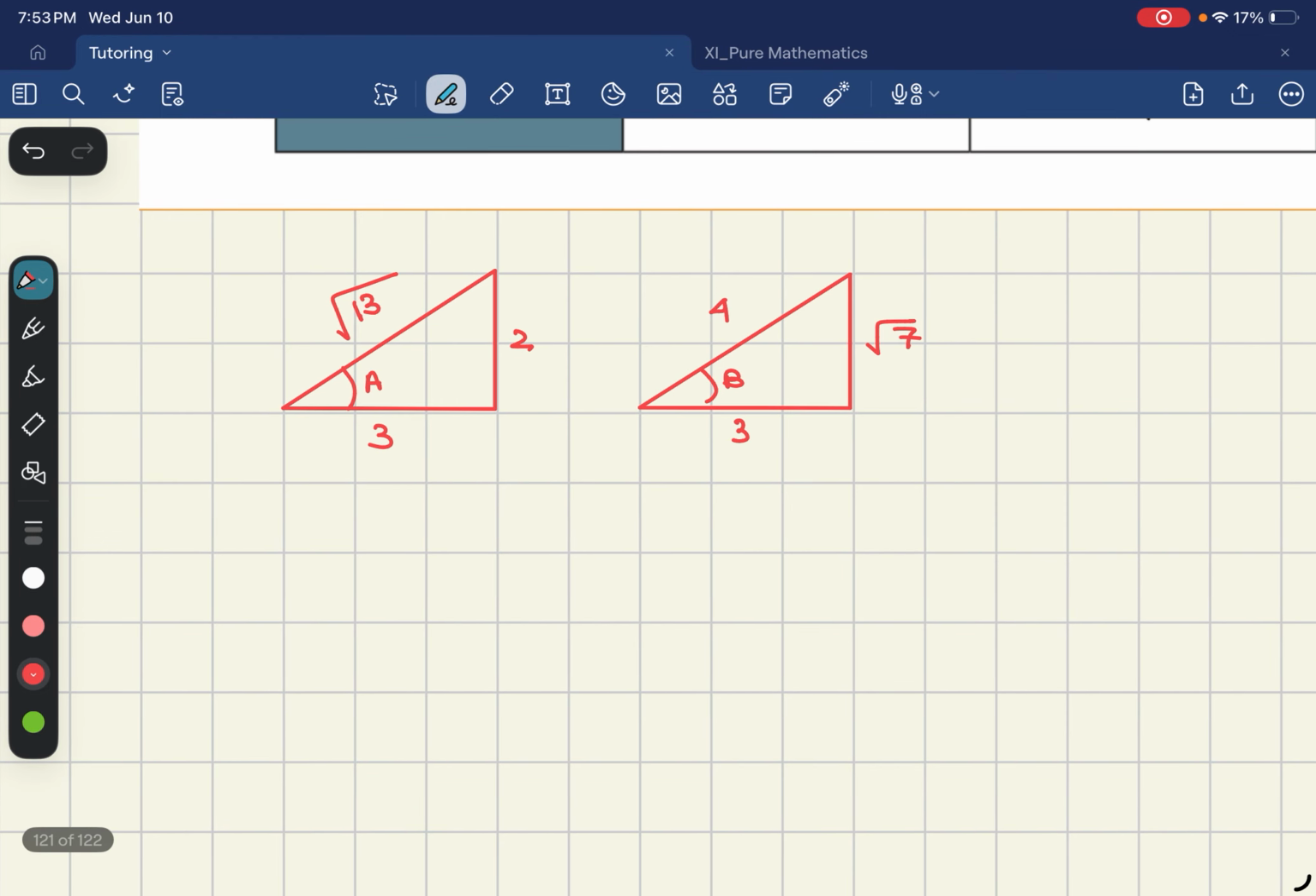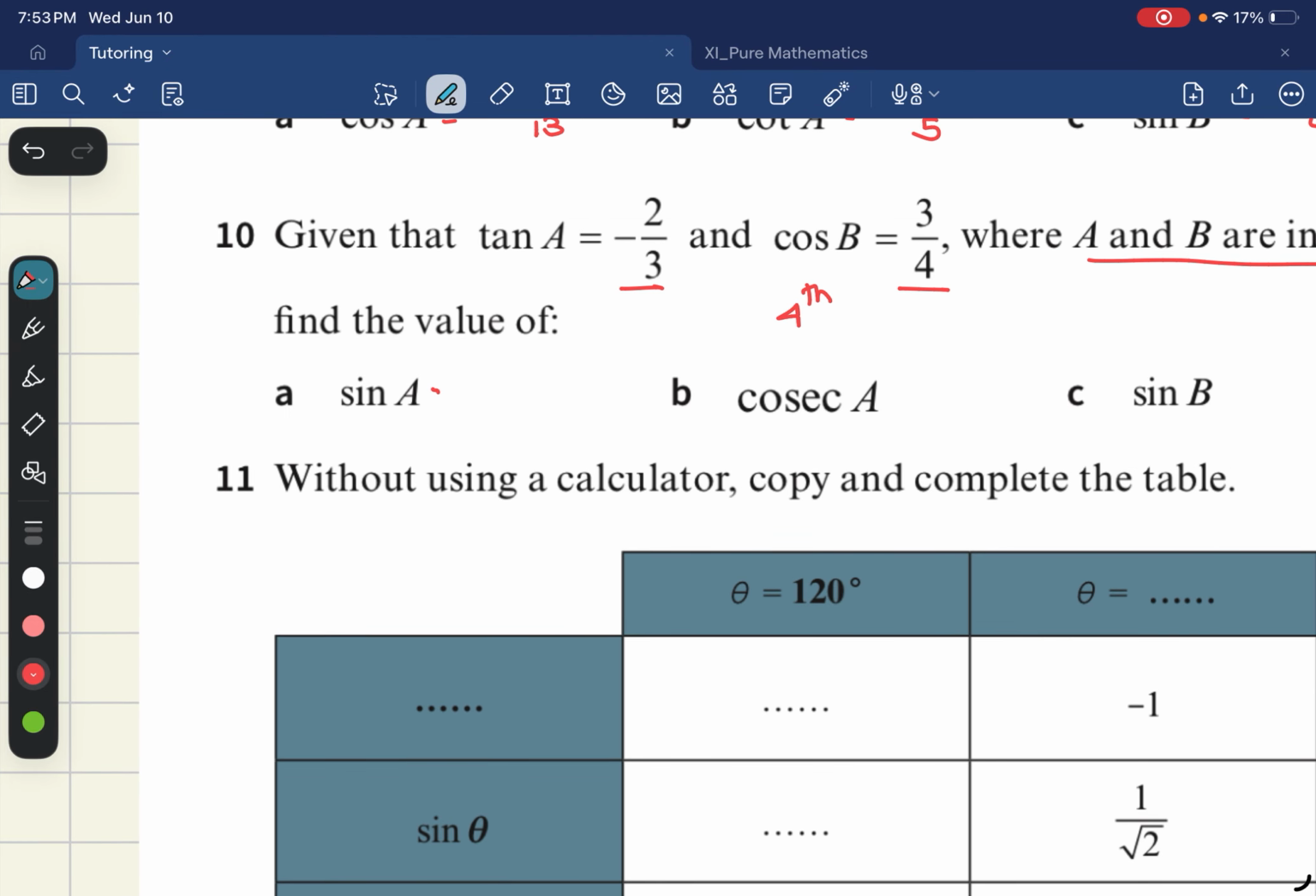So what is sine of A? Sine of A is just going to be opposite over hypotenuse. So it's just 2 over root 13, but it's in the fourth quadrant, so sine is negative. All right. Cosecant A is just the reciprocal, so it's just negative 13 over 2. Yeah, that should be cosecant A, right? Cosecant is 1 over sine A.